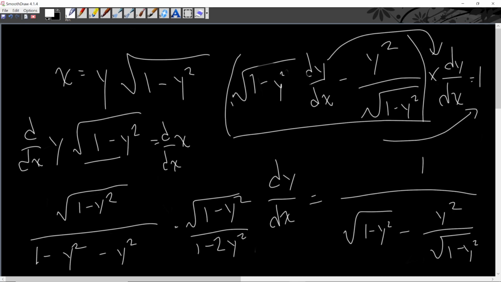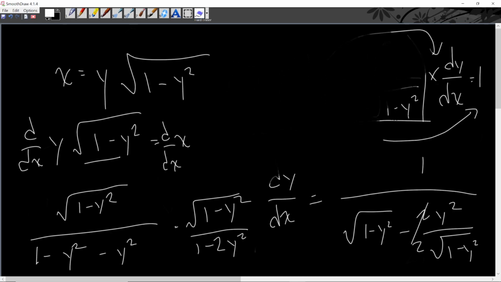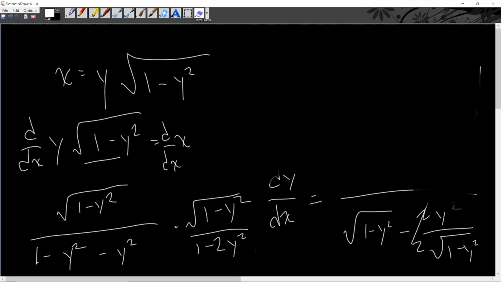Again, if I made some type of mistake, please comment down below. The answer says that it's 1 minus 3y squared, but I'm pretty sure we do still have that 2 in the numerator, so those two do cancel out. But yes, our dy dx is going to be square root of 1 minus y squared over 1 minus 2y squared.